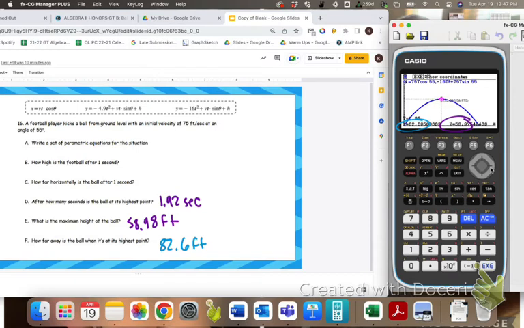So how far away horizontally? That's x. Maximum height, that's y. How many seconds? That's t. All right, let's find a little bit more information about this situation.